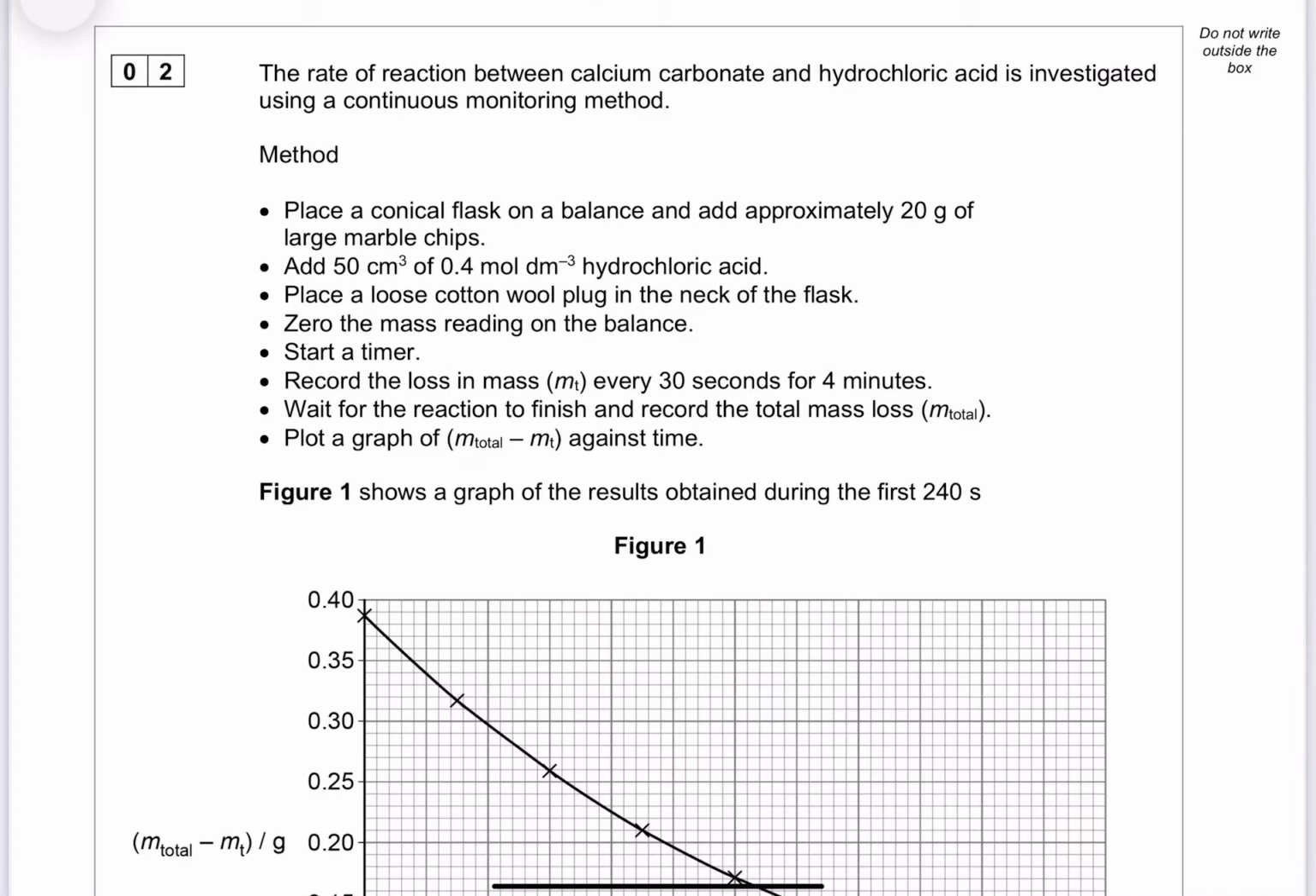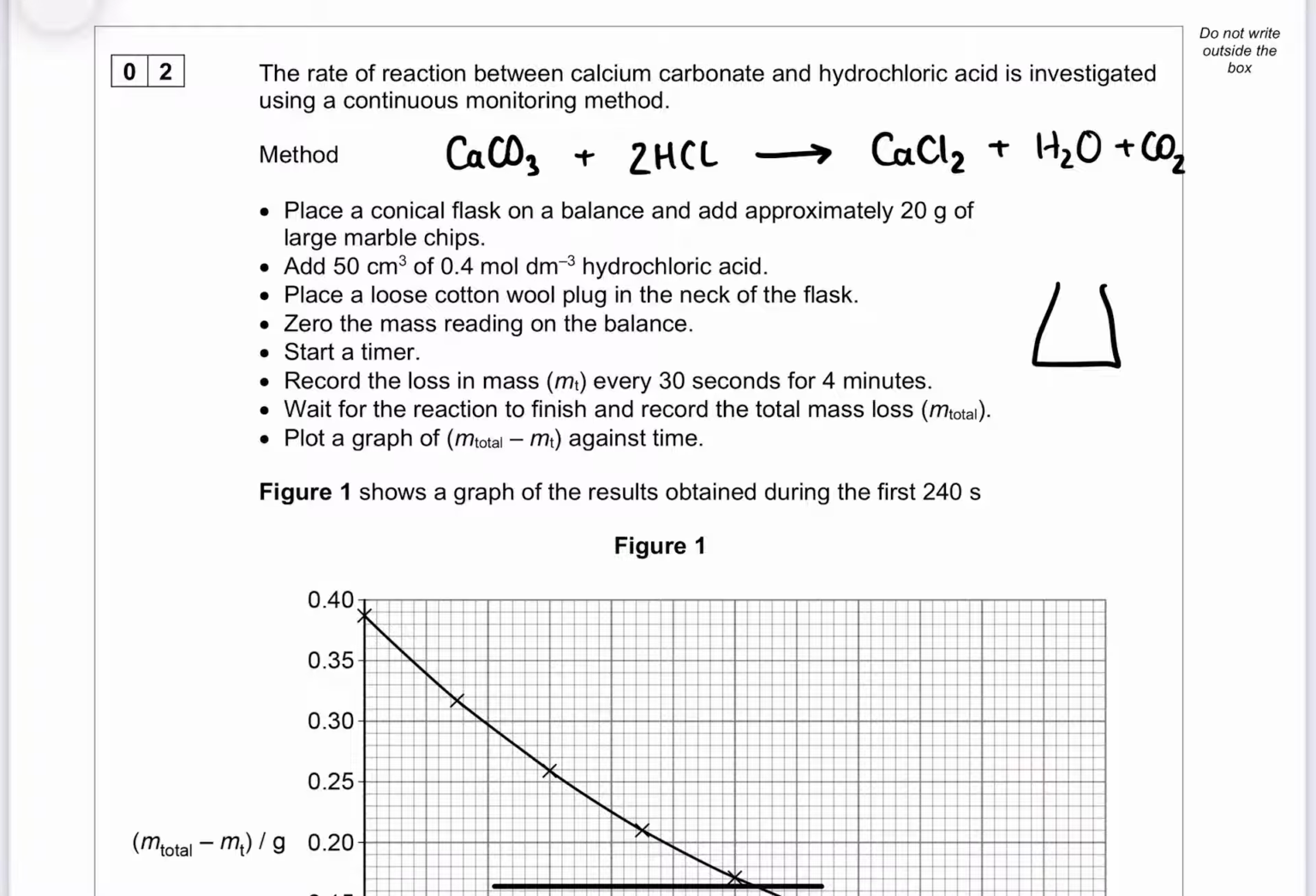The rate of reaction between calcium carbonate and hydrochloric acid is investigated using a continuous monitoring method. So this is an acid plus a carbonate makes a salt plus water plus carbon dioxide. They're going to place a conical flask on a balance and add approximately 20 grams of calcium carbonate marble chips and then the hydrochloric acid.